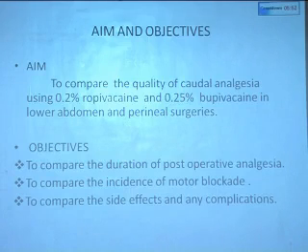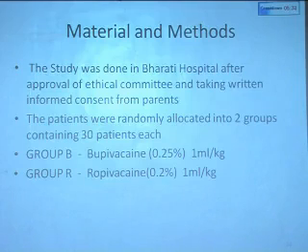Aim and objectives. Our aim was to compare the quality of caudal analgesia using 0.2% ropivacaine and 0.25% bupivacaine in lower abdomen and perineal surgeries. Objectives: to compare the duration of post-operative analgesia, to compare the incidence of motor blockade, to compare the side effects and any complications. Material. The study was done in Bharti Hospital after taking approval of the ethical committee and taking written informed consent from the parents.